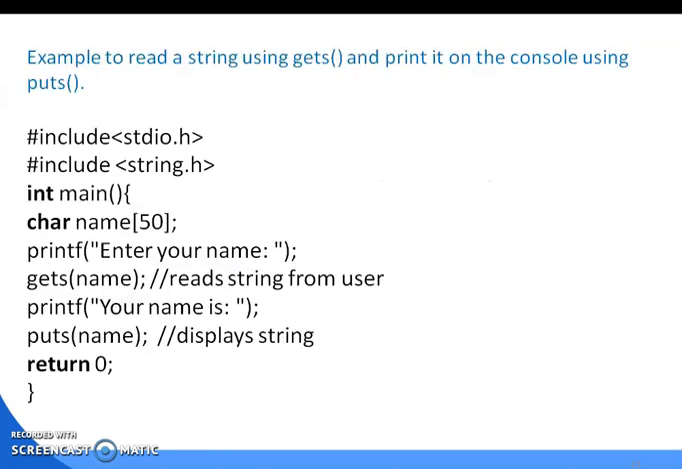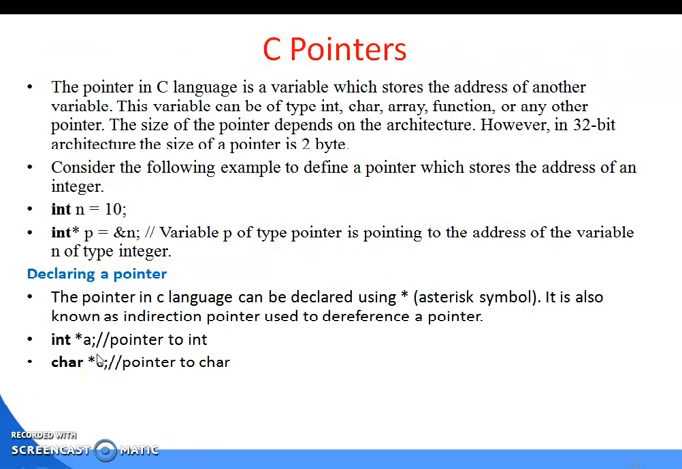Example, to read a string using gets and print it on the console using puts. This is the example of the puts function. Here through the gets function you enter the string, and puts will display the string.